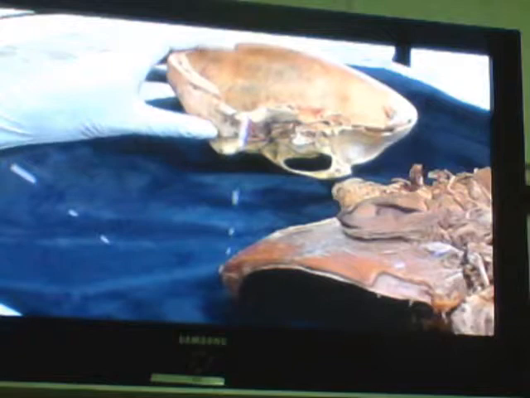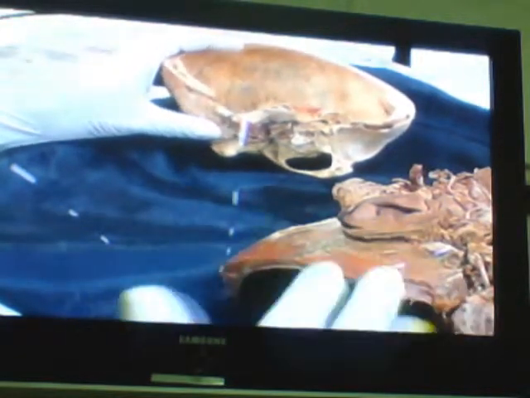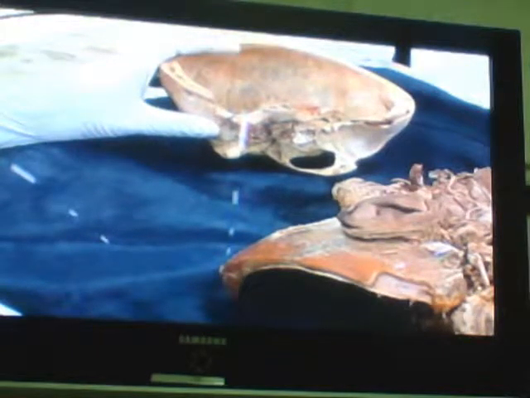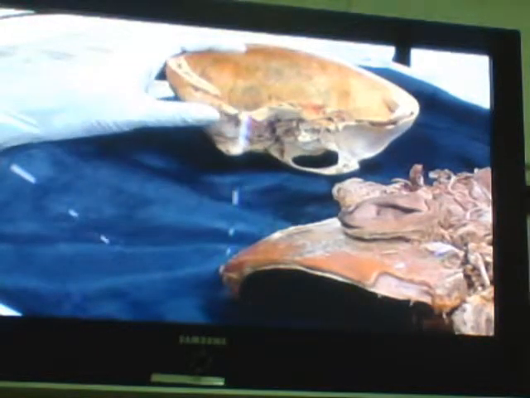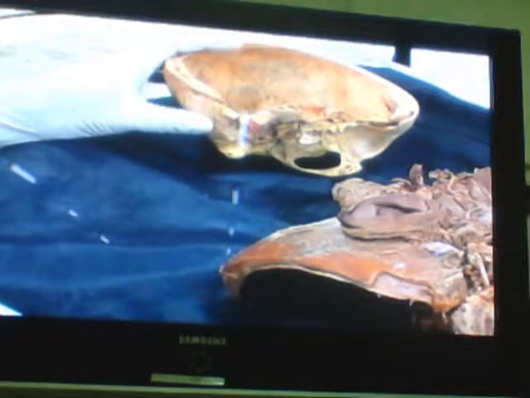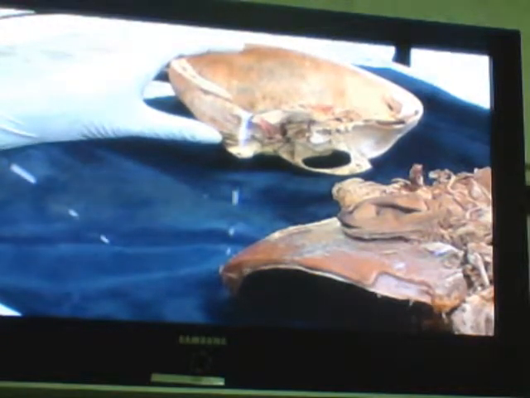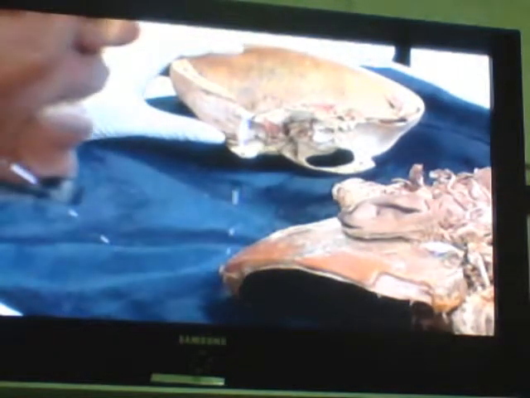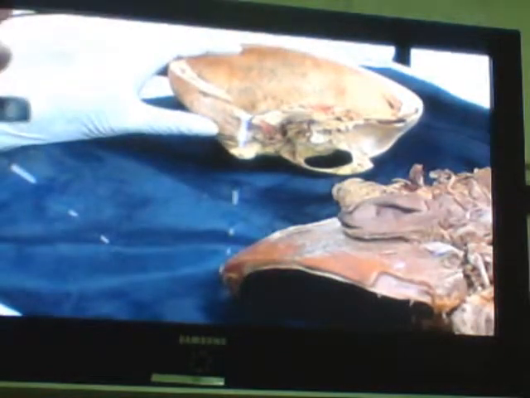What are the branches up there? What are the branches of ophthalmic? So what are those branches? The nasociliary, the frontal, and the lacrimal. The lacrimal is lateral.